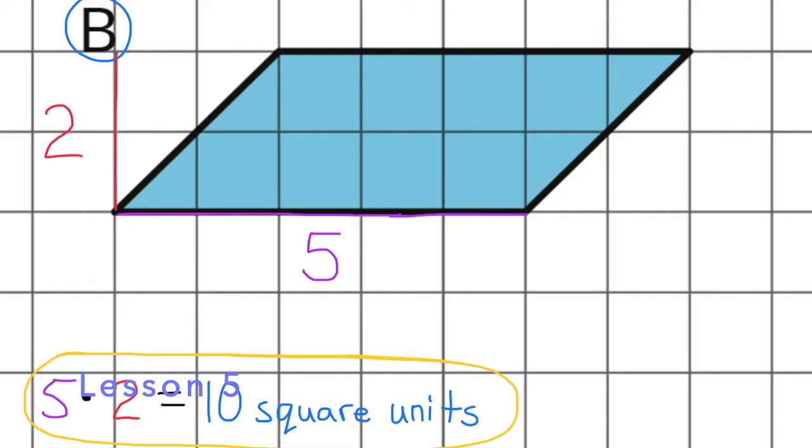Just find the height, which would be at a 90-degree angle compared to the base. And again, we have the base of 5 and a height of 2, and 5 times 2 is 10, so the area would be 10 square units.